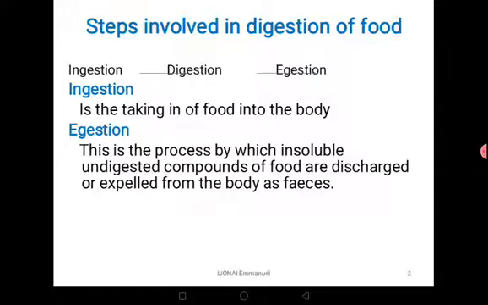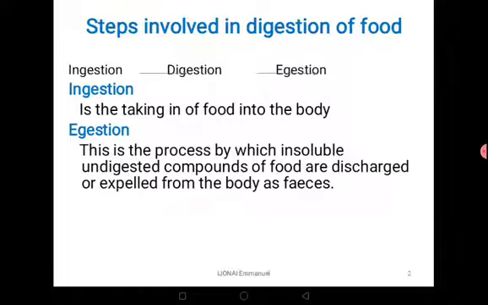So ingestion is the taking in of food into the body. This morning you have taken breakfast. Whatever you ate, cassava, maize, bread, sausage, pizza, you first ingested it. When you put it in the mouth and you swallow it, you are actually ingesting the food. Which food did you ingest in the morning? Is it bananas? What did you take? Whatever it was, that good food that you ate, you ingested it.